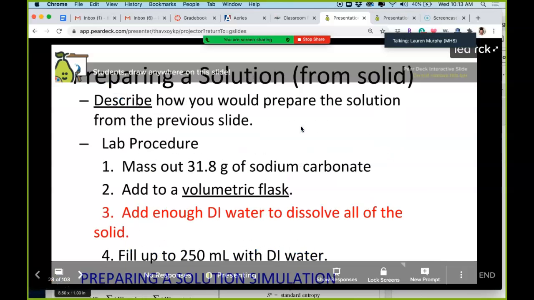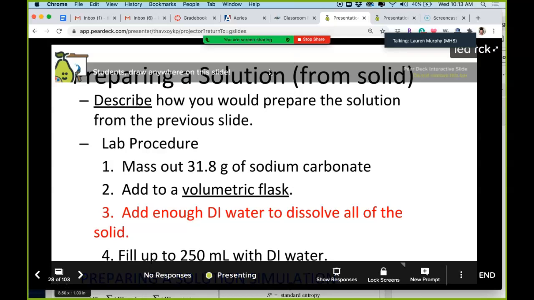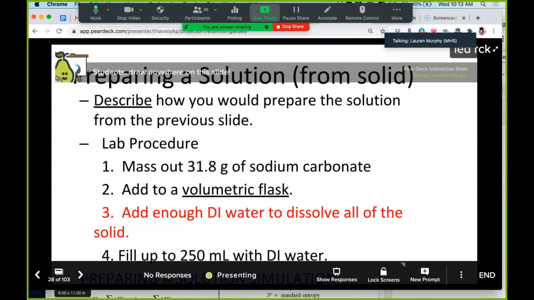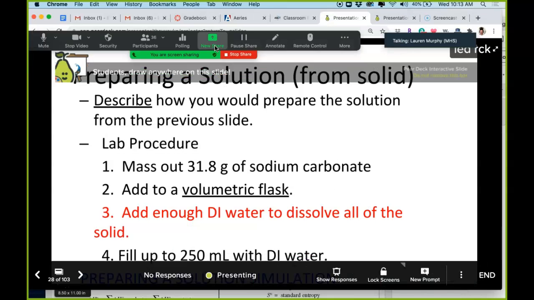So you can do this math, right? The math isn't actually too complicated, but on an AP test or on my test, someone could ask you, well, what is the point of the math? Like, what are you doing? What does that mean? So they could ask you to describe how to prepare a solution, okay?